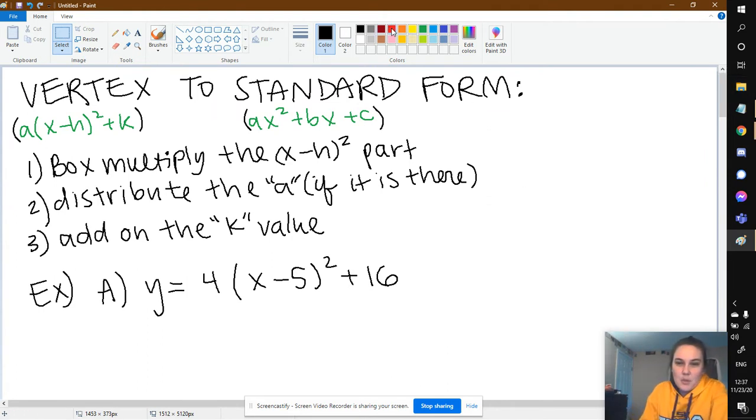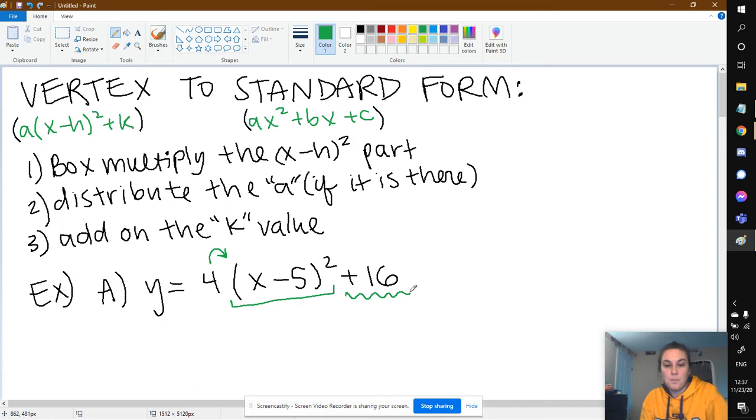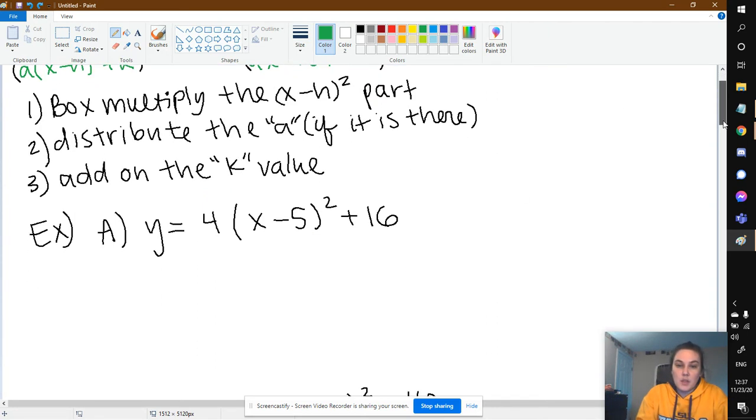All right, let's review from class how to go from vertex to standard form. If we're given something in vertex form, let's just use this example to start off. We're going to have an A, an H, and a K. In order to put it into standard form, which is just a number times x squared plus a number times x plus a number, we're going to box multiply the x minus h squared part. Then we're going to distribute the A into that multiplied out, and then we're going to add the K on the back. Let's follow these steps with an example.